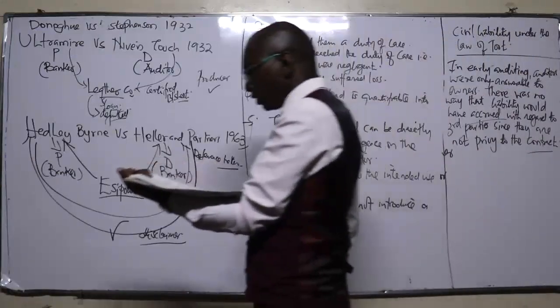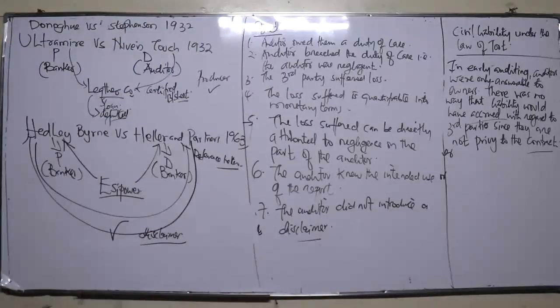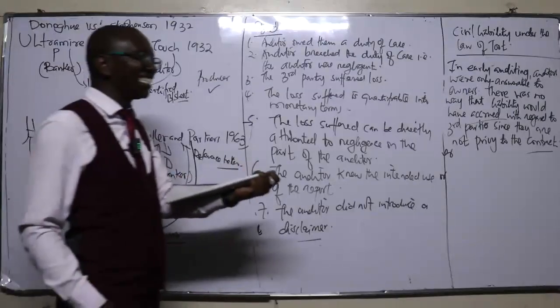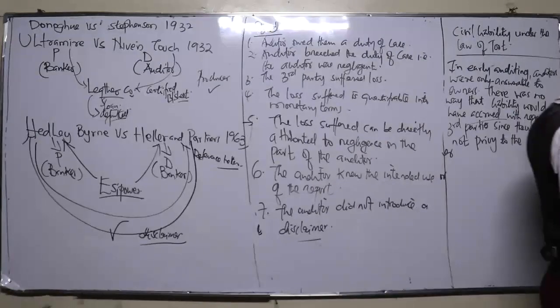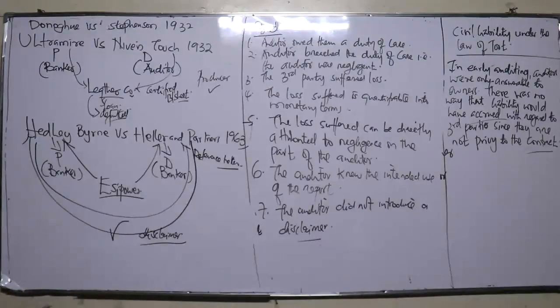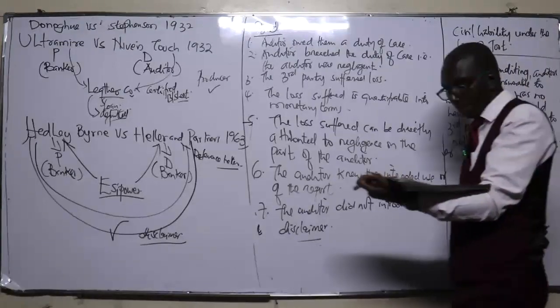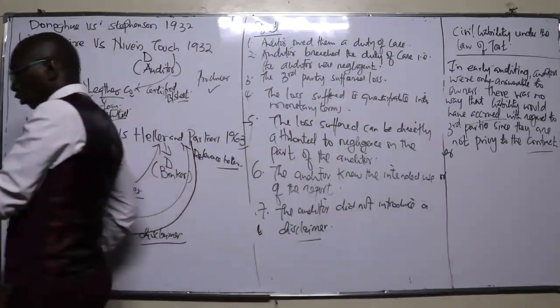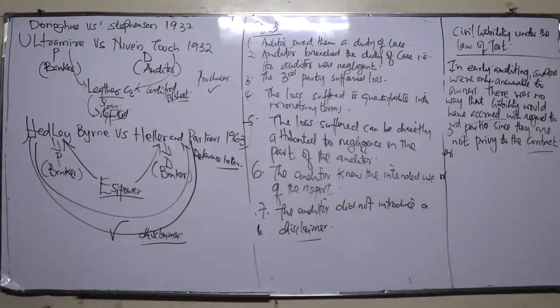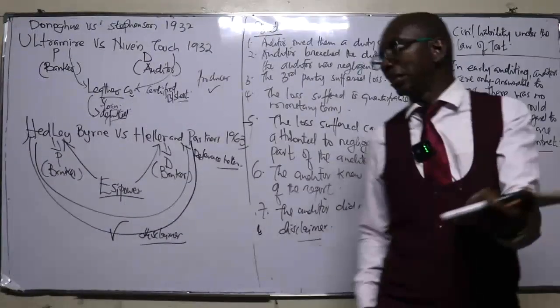First of all, it was decided that there was no chance of any liability arising, as there was no contractual relationship between the auditors and the bankers. So that is in early auditing.